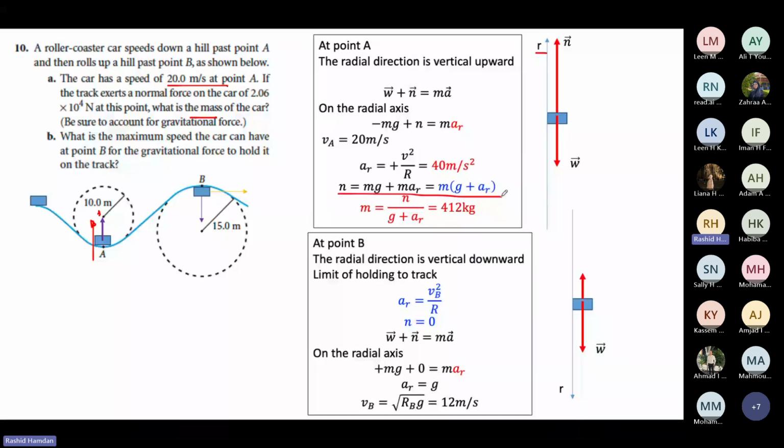The normal reaction at that point has to hold the mass and make it turn. The car is not only going to stay on the track and move, it also has to turn going up. So what is providing this turning force is the normal reaction. That's why the normal reaction is mg plus m a_r. So I can find m, and it's equal to 412 kilograms.